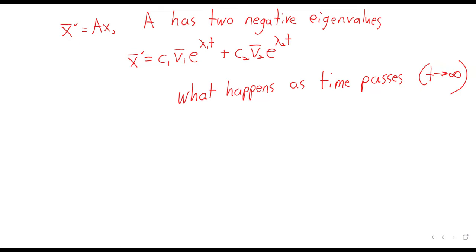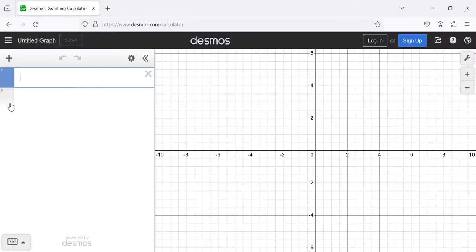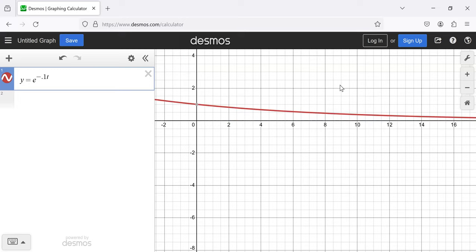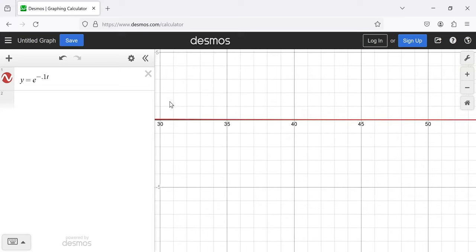And maybe I could just say this at this point in our mathematical career, and we would not need graphical evidence. If we have e to a negative number, then as t goes to infinity, you see this goes very quickly to zero. And that's true regardless of the specifics, whether this is negative 4, negative 2, negative 0.1, it might take longer, but as time passes, this is going to zero.